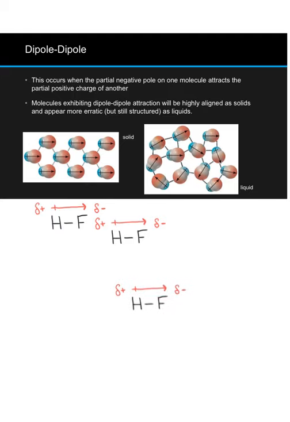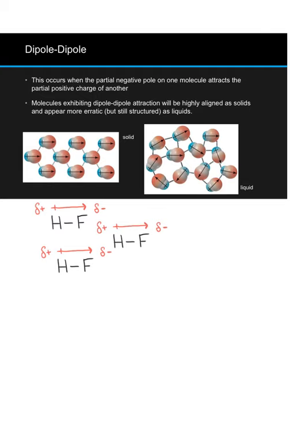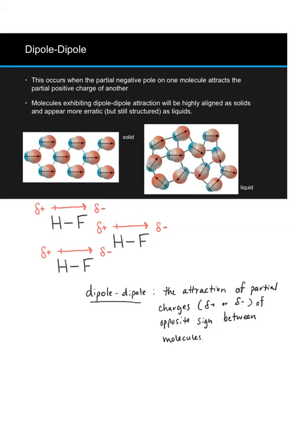so that we get an alternating pattern of positive, negative, positive, negative. These molecules will align in such a way that opposite partial poles are attracted to each other. We call this the dipole-dipole interaction. This dipole-dipole attraction is any attraction between partially positive and partially negative charges.